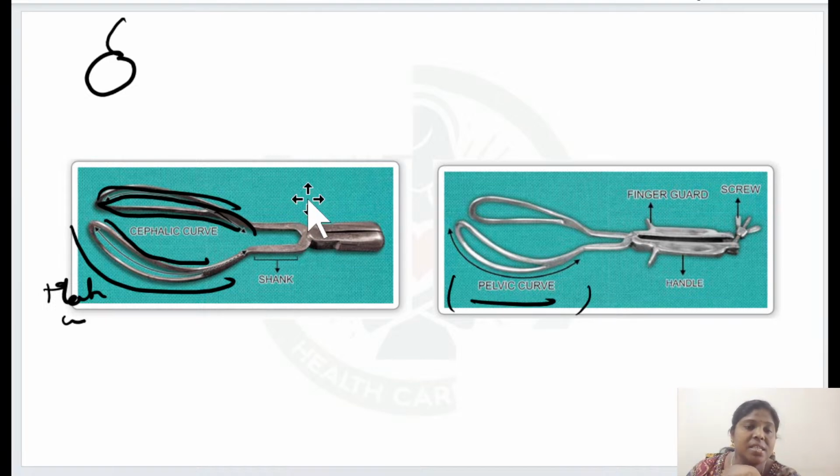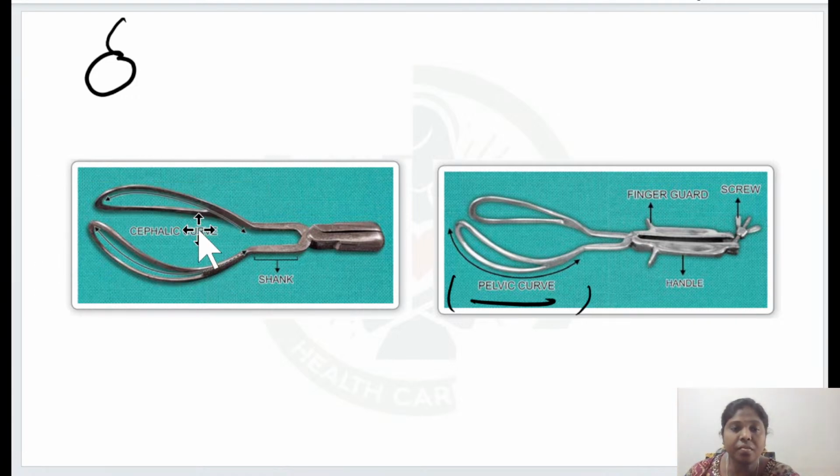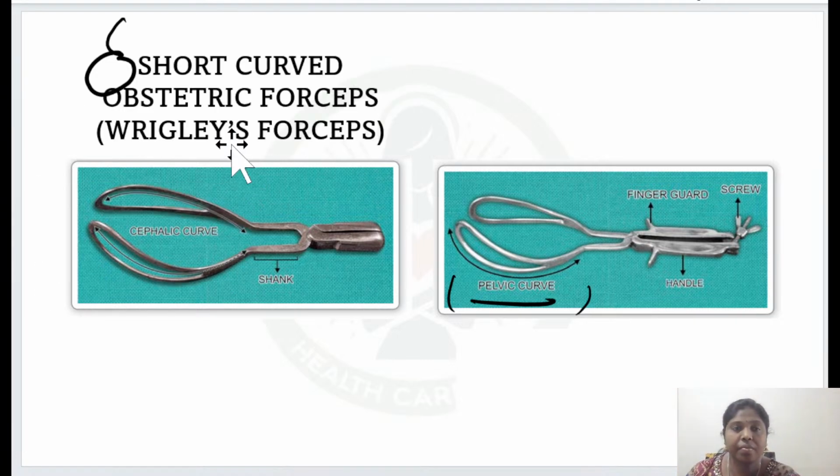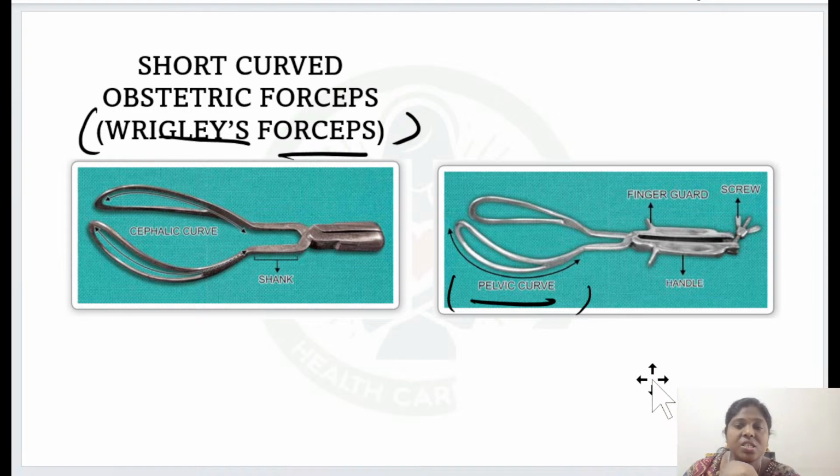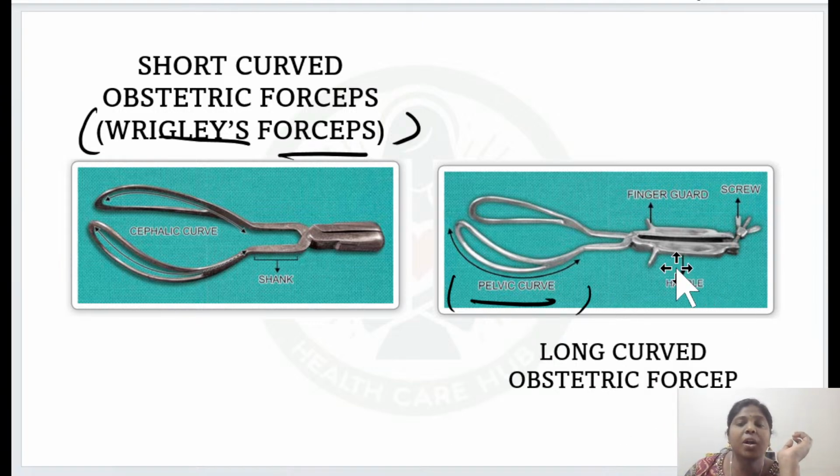So what are these called? This is known as the short curved obstetric forceps, and this is the Wrigley's forceps, whereas this one is called the long curved obstetric forceps.